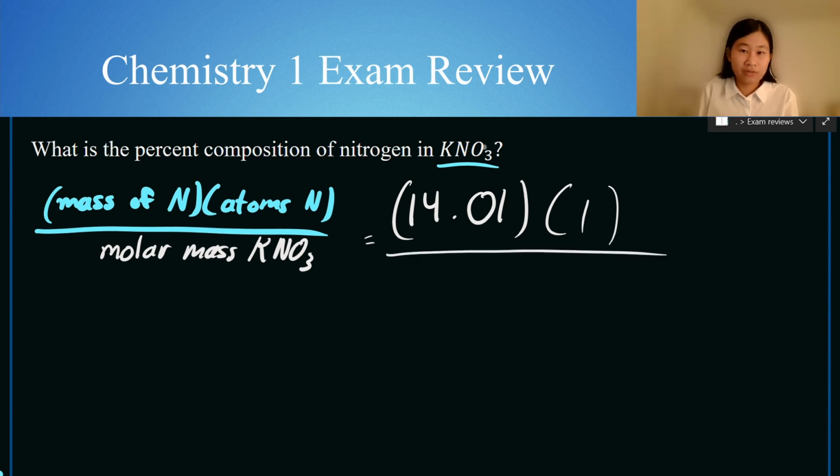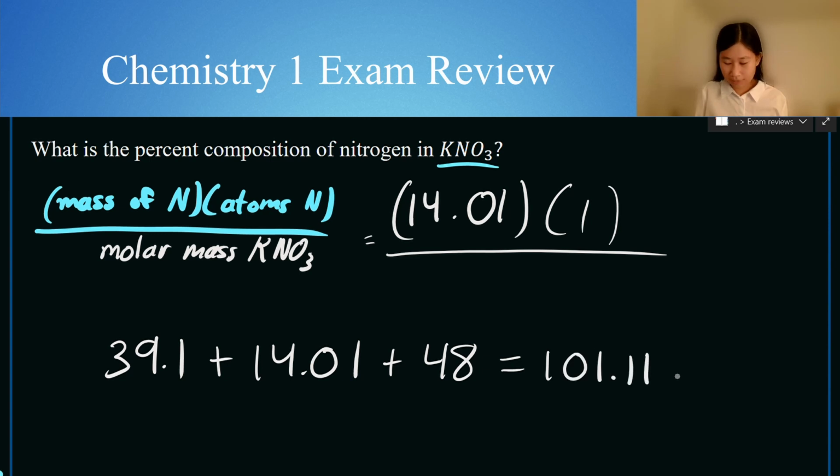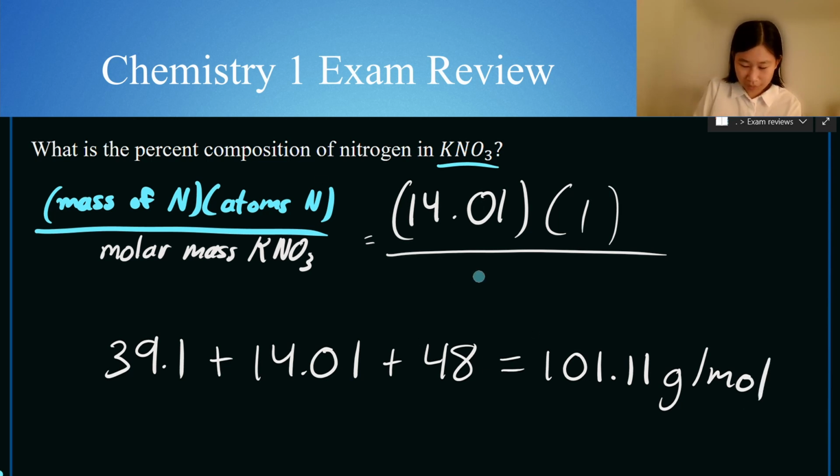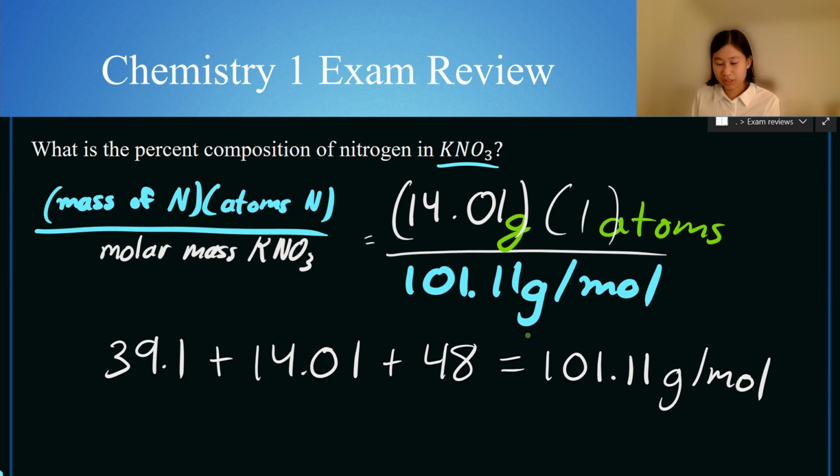Then what is the molar mass of potassium nitrate? Well, let's see. Potassium has the atomic mass of 39.1. Then we add this 14.01 for nitrogen. Then we add 48 for the mass of 3 oxygens. And we'll just add all of this up. All right, and this will be 101.11. And that will be in grams per mole. Okay, so on the bottom of this new fraction, we have 101.11 grams per mole.